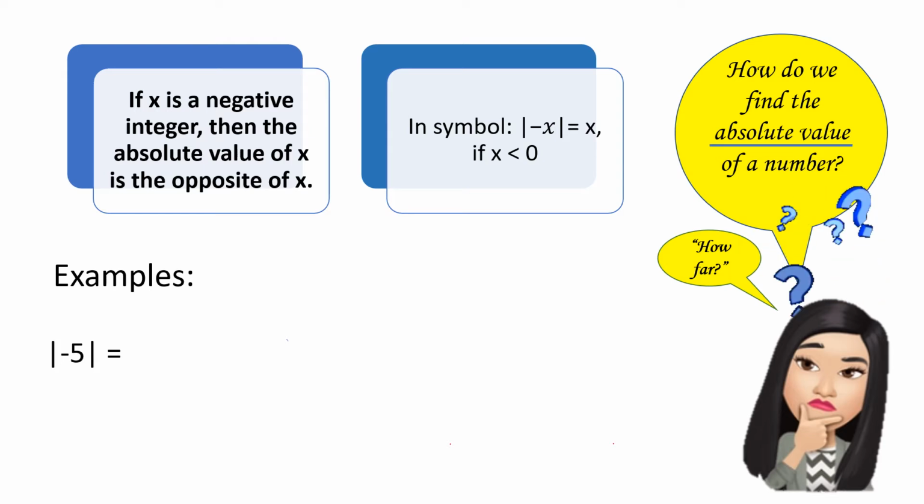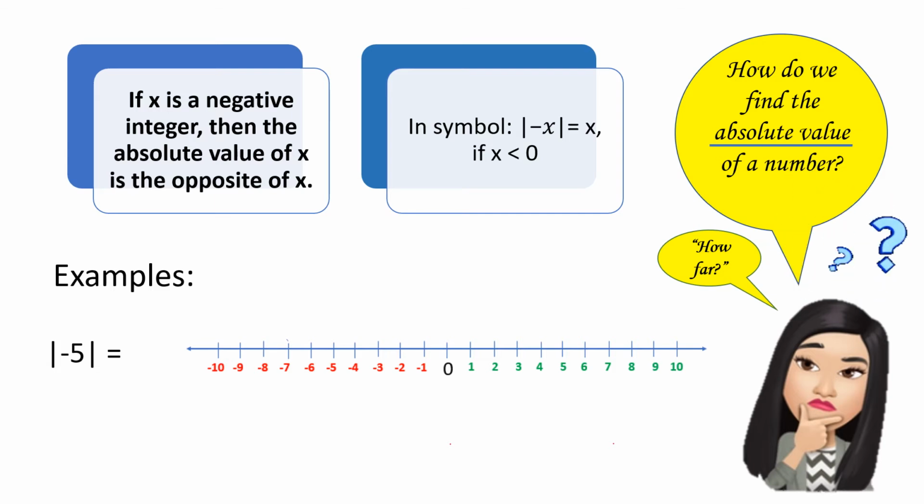Again, let us represent this on the number line. How far is negative 5 from 0? Let's count. 1, 2, 3, 4, and 5. Negative 5 is 5 units away from 0. So the absolute value of negative 5 equals 5.